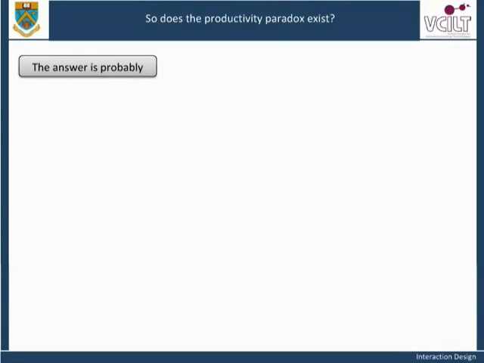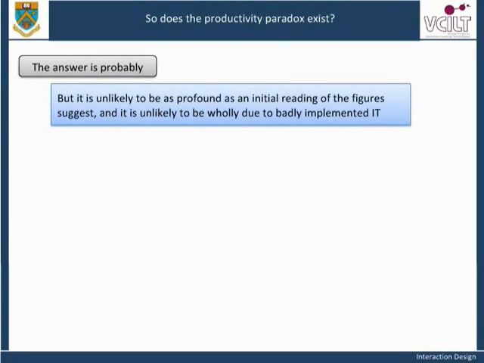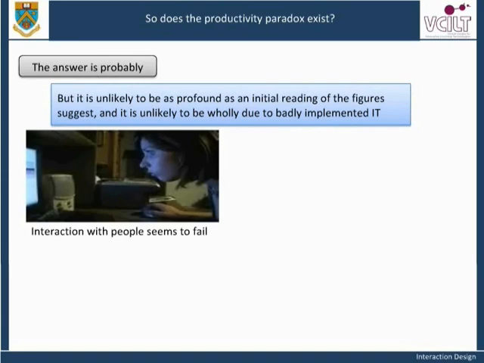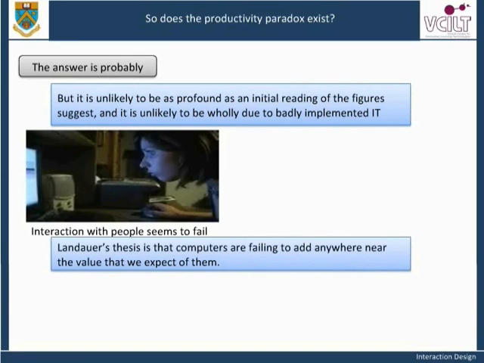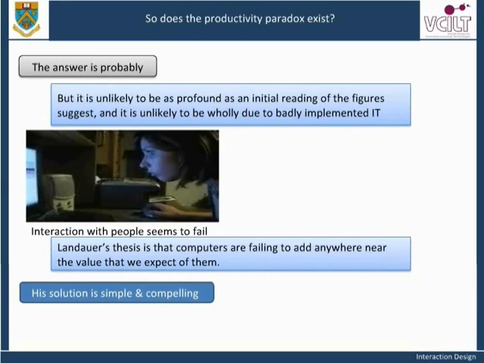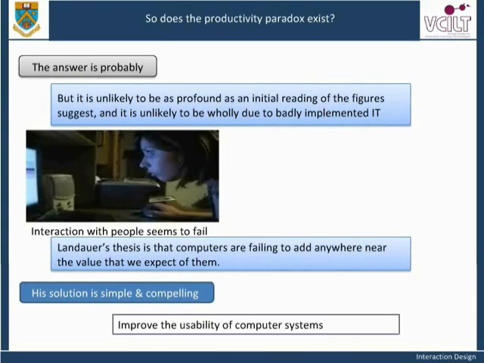The answer is probably, but it is unlikely to be as profound as an initial reading of the figures suggest, and it is unlikely to be wholly due to badly implemented IT. But the evidence still asserts that IT has not been nearly as profitable as expected, and it is technology that needs to interact with people that seems to be failing. Landauer's thesis is that computers are failing to add anywhere near the value that we expect of them. His solution is simple and compelling. Improve the usability of computer systems.